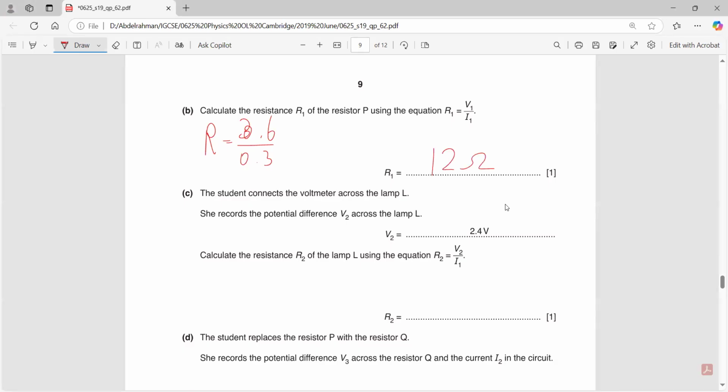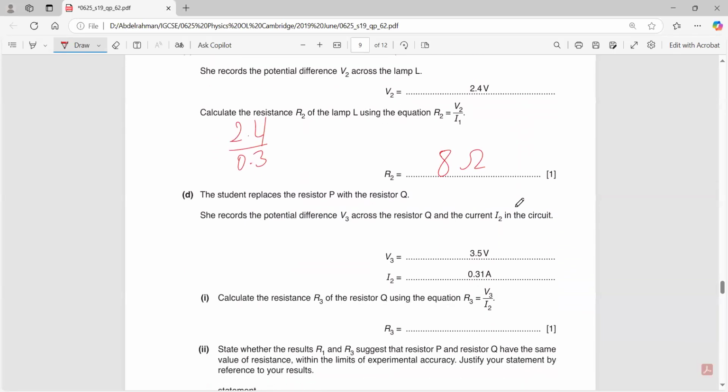She connects the voltmeter across the lamp. She records the potential difference. Okay, 2.4 volts. Can I find R2? Yes, I can find R2. So 2.4 divided by 0.3. What is 2.4 divided by 0.3? It is 8 ohms.